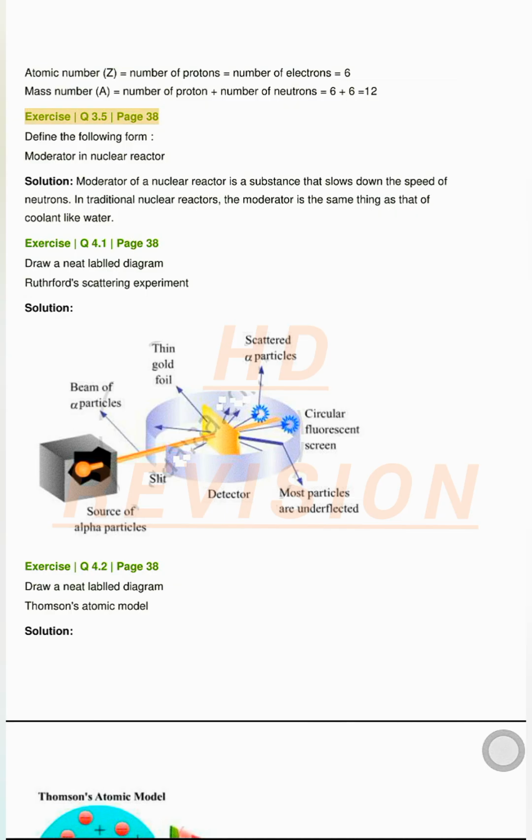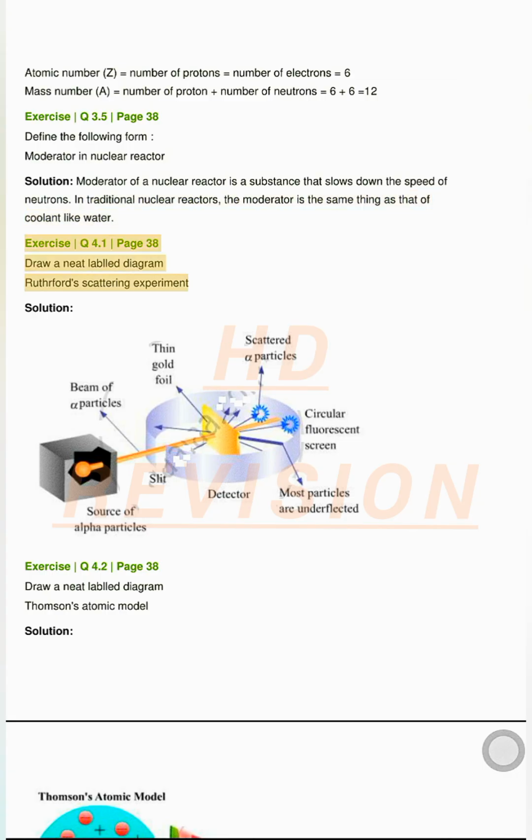Exercise Q 3.5, page 38: Define the following term. Moderator in a nuclear reactor. Solution: The moderator of a nuclear reactor is a substance that slows down the speed of neutrons. In traditional nuclear reactors, the moderator is the same thing as the coolant, like water.